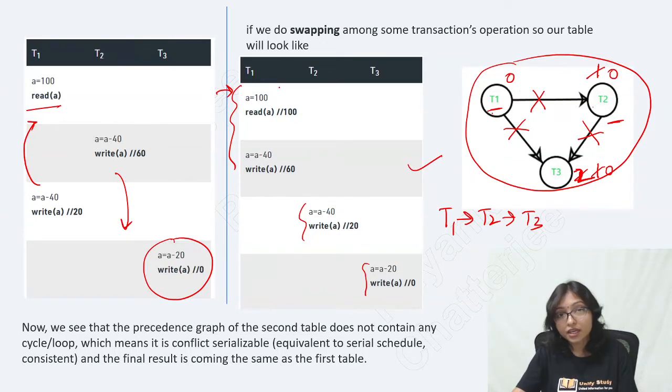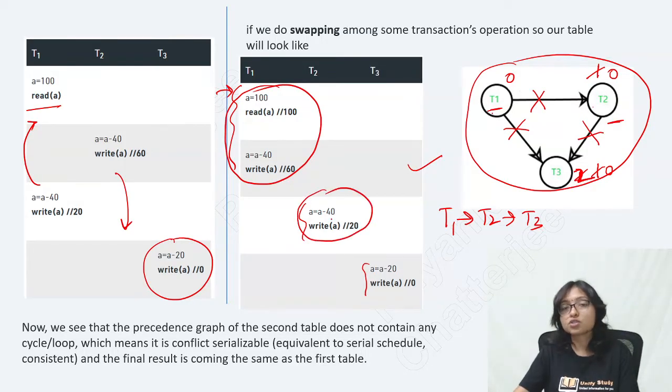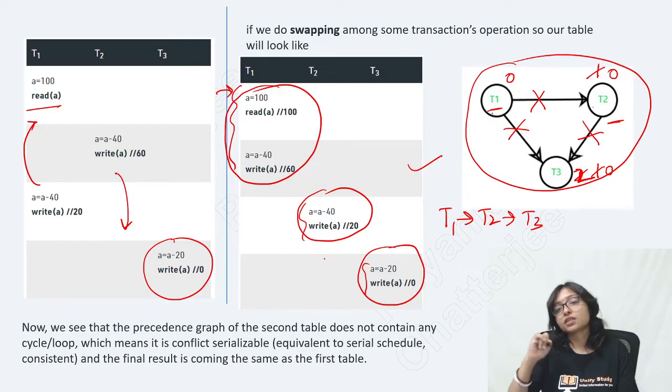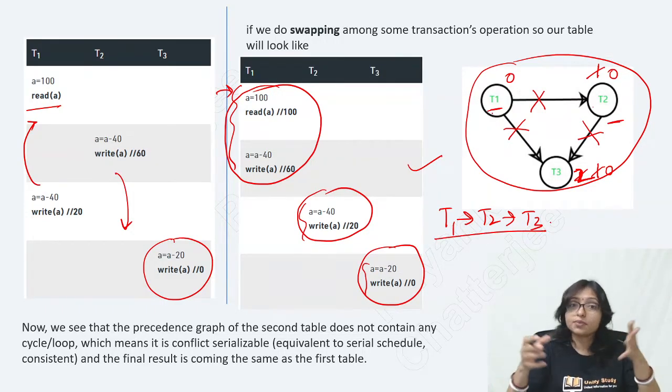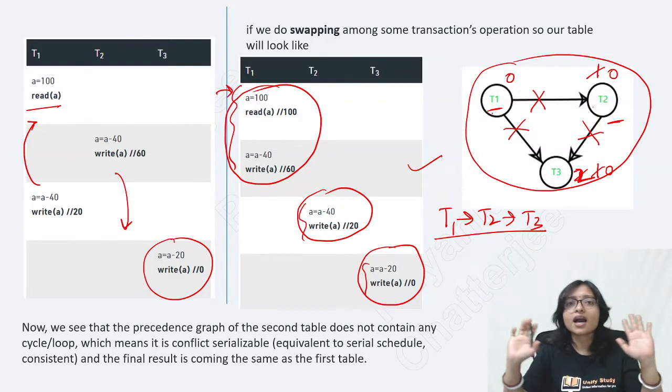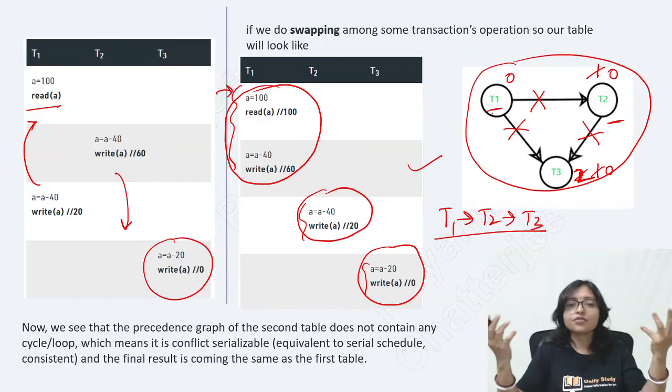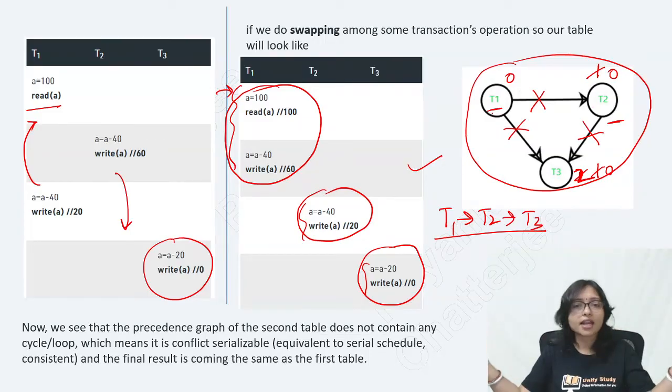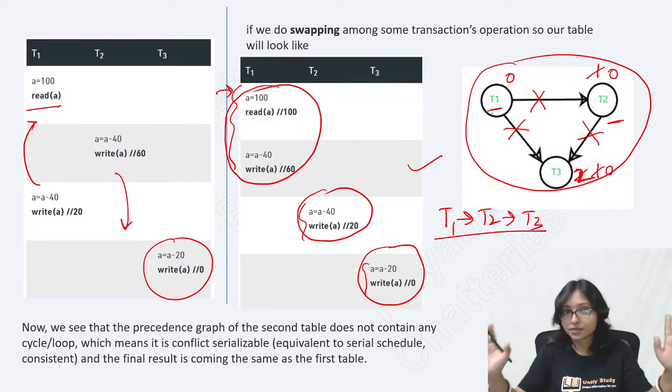Actually this is going on here also. You can see T1 is doing the work. After that T2 is doing the work. Then T3 is doing the work. That is my serial schedule. I am able to make it. But anytime any swapping we can't do. As per our wish, anyhow I will do the swapping and I will make it serial, not possible.